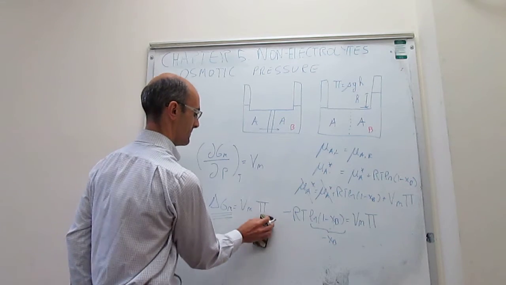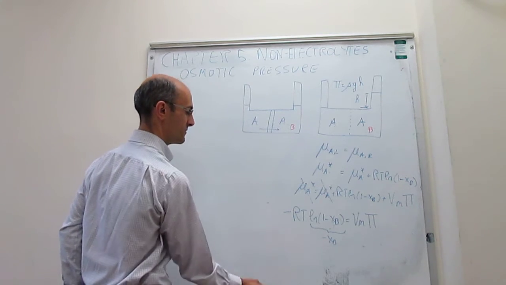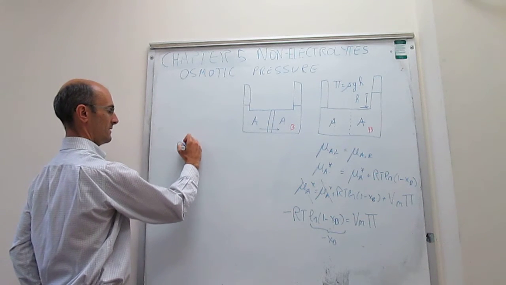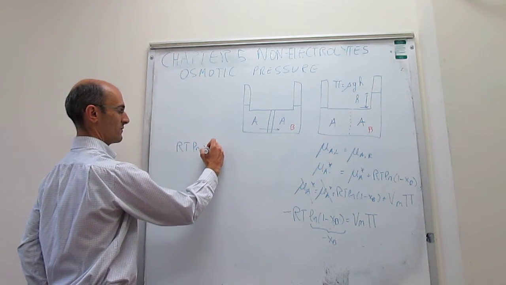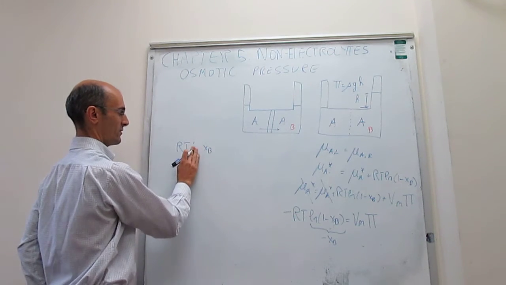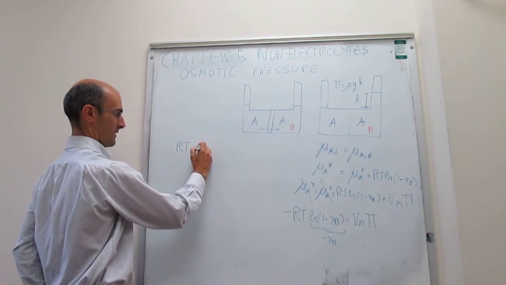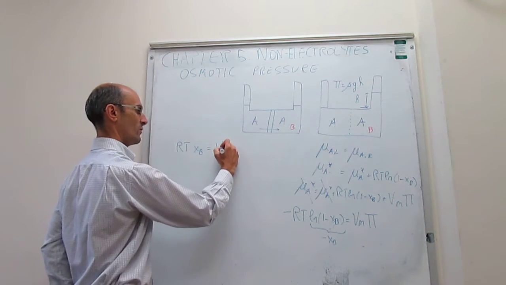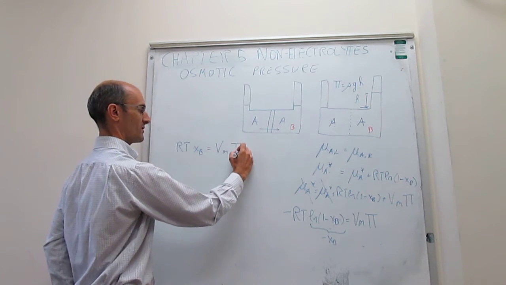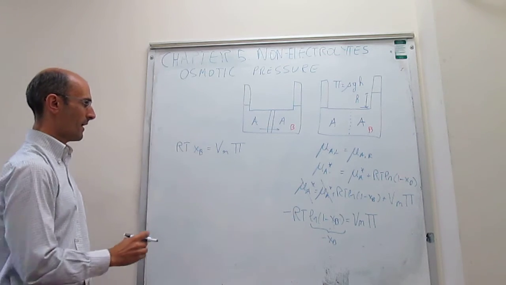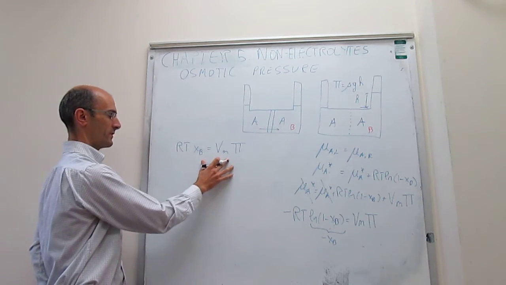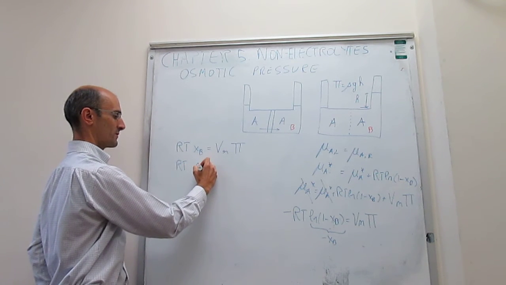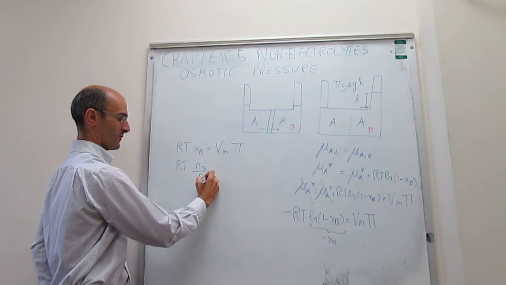What that means is that my new expression is going to be equal to plus RT times the mole fraction of B. It's actually not the natural log, but just the mole fraction of B. That's it. It's equal to the molar volume times the osmotic pressure. How do we make progress here? Well, we can remember that the mole fraction of B is equal to the moles of B over the total number of moles in my solution.